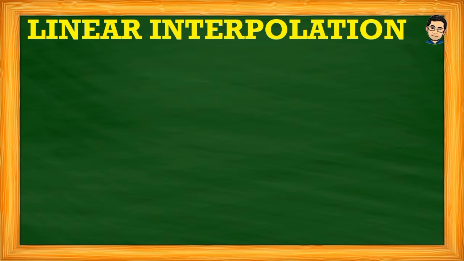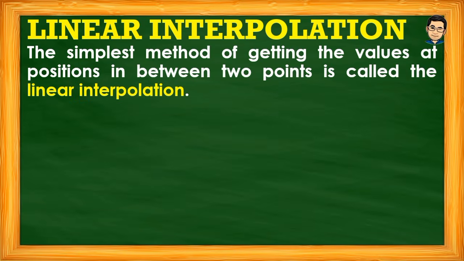So let us define again what is a linear interpolation. The simplest method of getting the values at positions in between two points is called linear interpolation. Keep in mind that when we use linear interpolation, we are determining the exact position and the exact value. When another method is used, it is usually just an estimation. There we have round up and round down, but here we do not round up and we do not round down, because we are looking for the exact position, the exact location, the exact value.